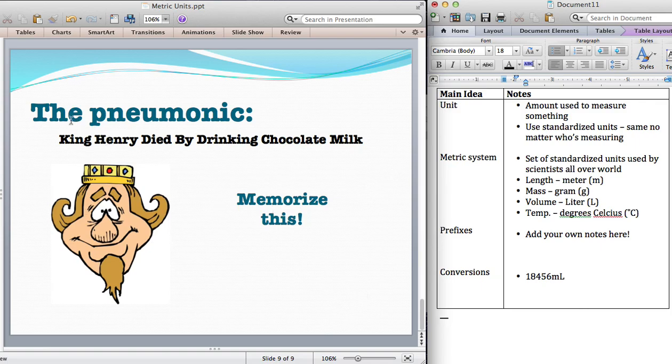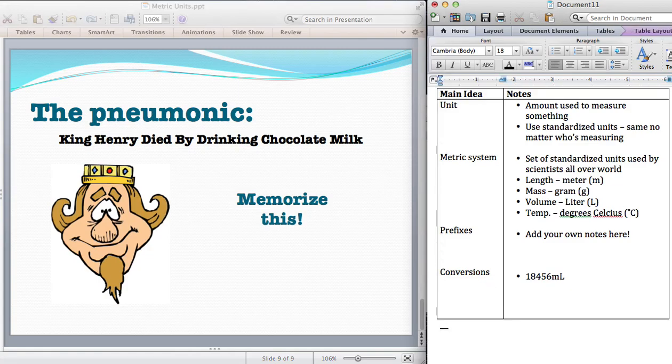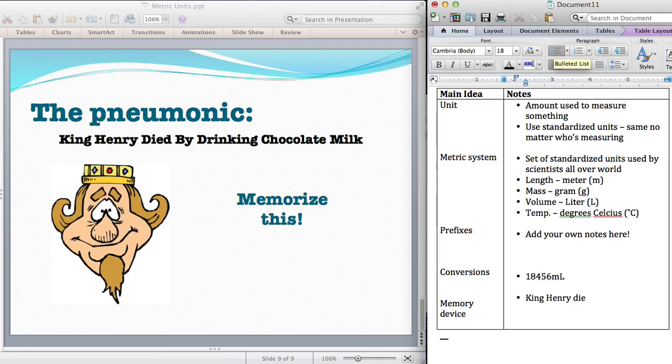Finally, the last thing is the way to remember this is, and some of you I'm sure have heard this before, to remember the order: King Henry died by drinking chocolate milk. All right, and so our memory device is, King Henry died by drinking chocolate milk. Kilo, hecto, deca, base unit, deci, centi, milli.